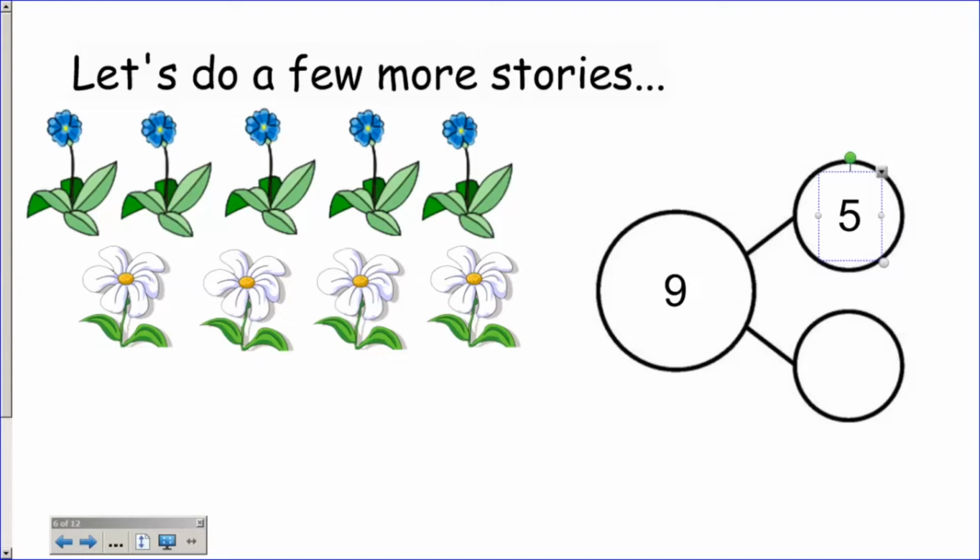Now let's take a look at the other part. I planted some white flowers. How many white flowers did I plant? You are right, 4. So if you take a look at my number bond, I planted 9 flowers altogether. 5 of them were blue and 4 of them were white.